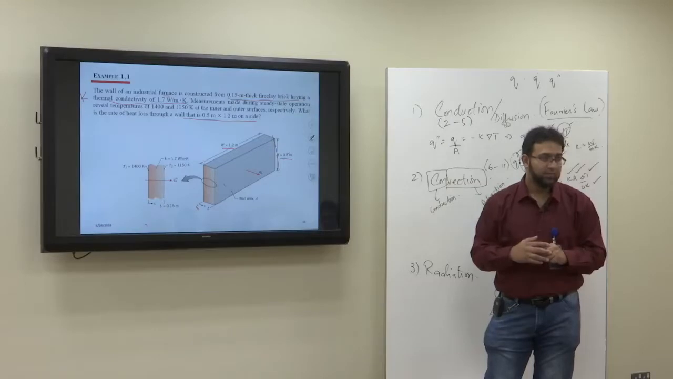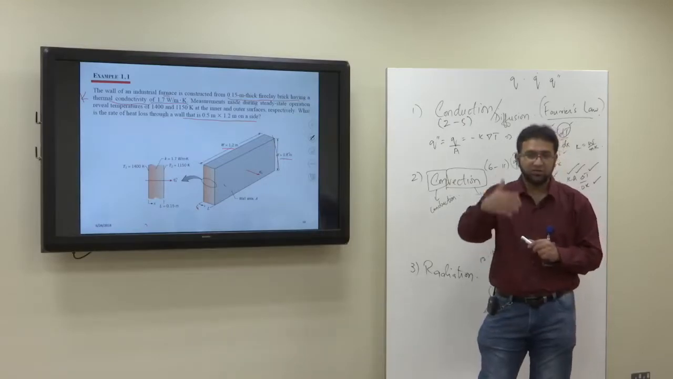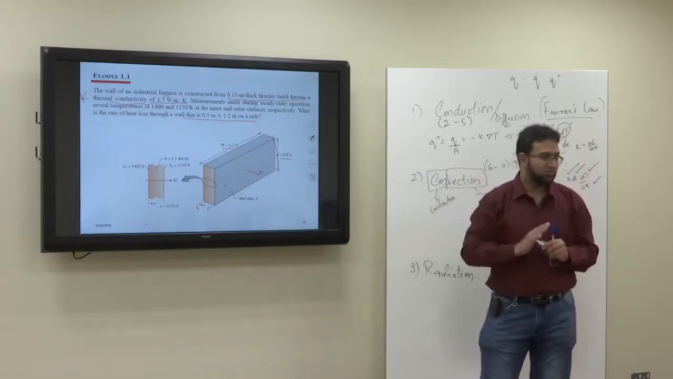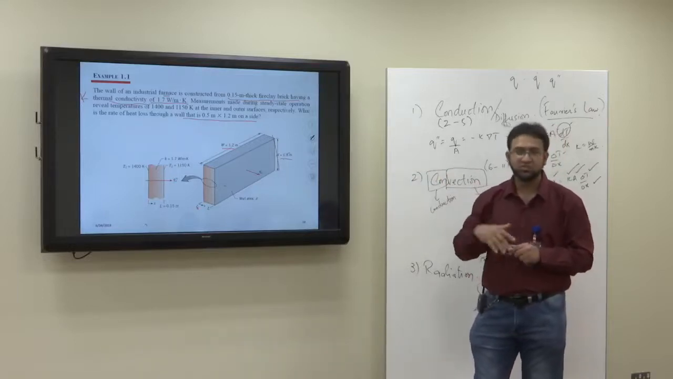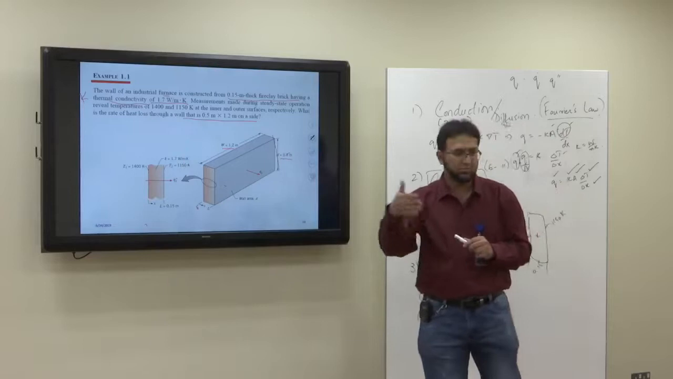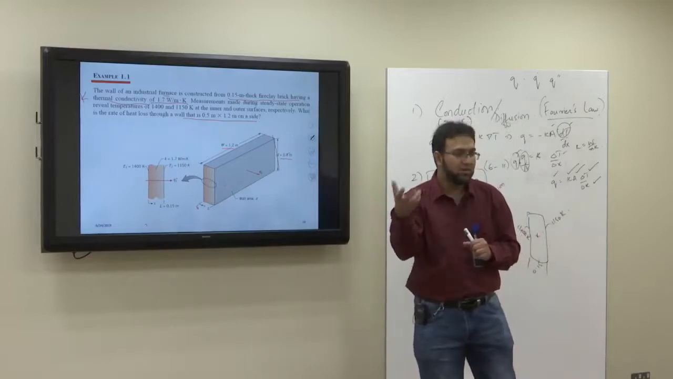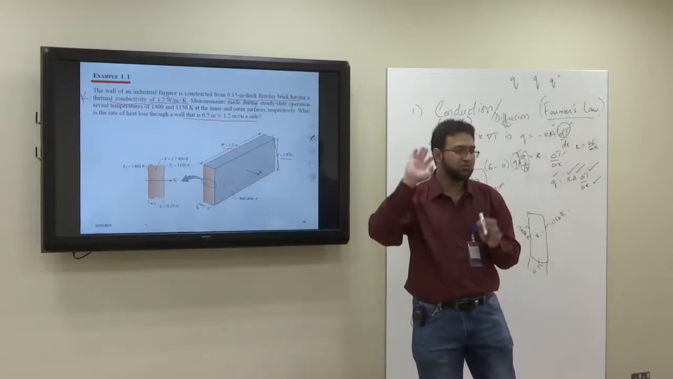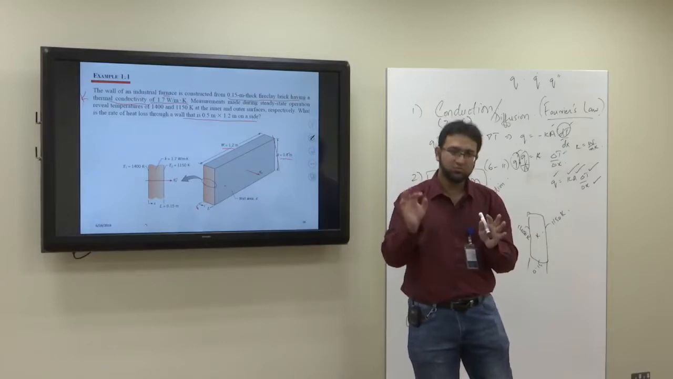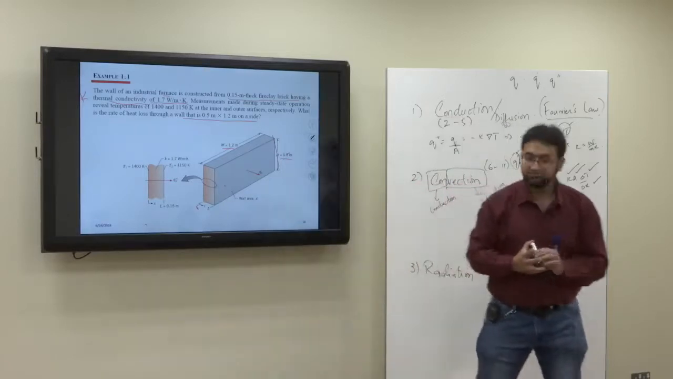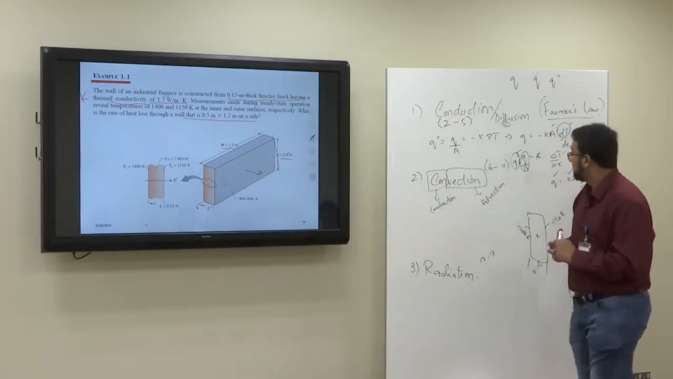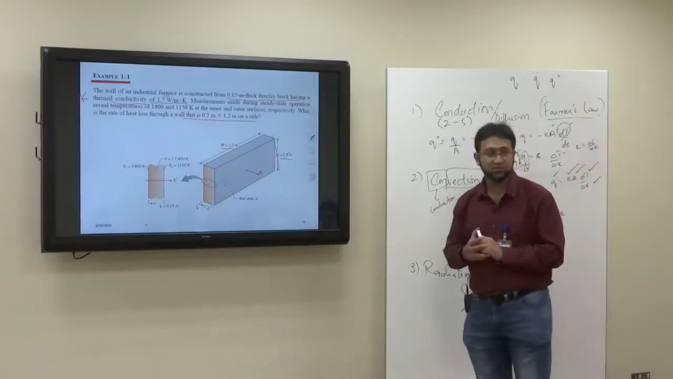So that's the concept of one-dimension, two-dimension, three-dimension heat transfer. We simplify our problems by considering them one-dimensional. Obviously the answer will be a little wrong. There will be some error, but an acceptable level of error is okay, if the error is less than 1%. Is it clear so far?